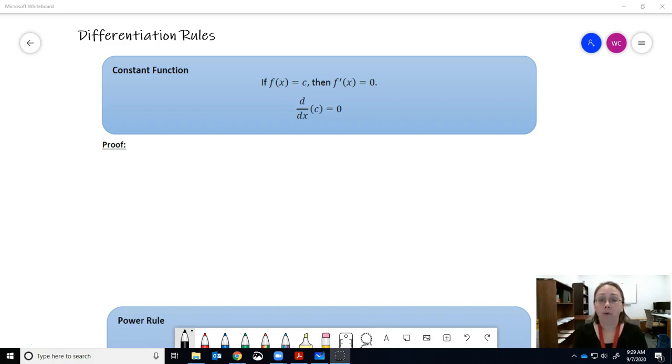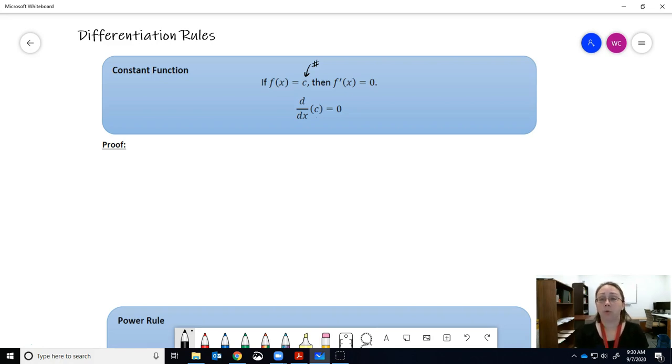So if you have a function f of x equals c, so think of c as being some number, a constant, it doesn't change. So pick your favorite number and put it there. Then if f is equal to just a number, then the derivative of that is equal to 0. Another notation is the derivative of just a number is equal to 0. This is a rule that you are going to memorize because you're going to use it.